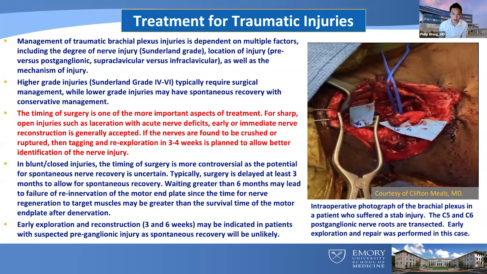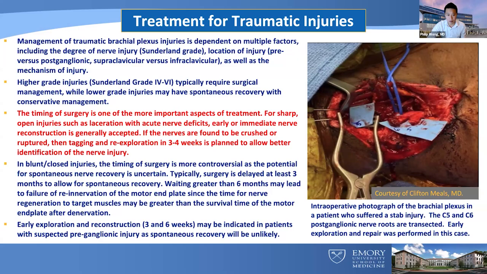So a little bit about treatment for traumatic nerve injuries. I think it's important to understand the treatment so you can help your surgeon or the neurologist figure out what to do. So management of traumatic brachial plexus injuries is dependent on multiple factors. The degree of nerve injury, so the Sunderland grade, the location, pre versus postganglionic, supraclavicular versus infraclavicular, and the mechanism.